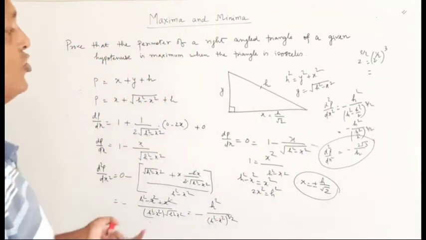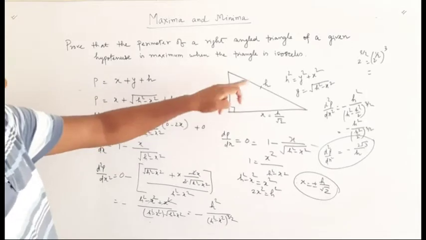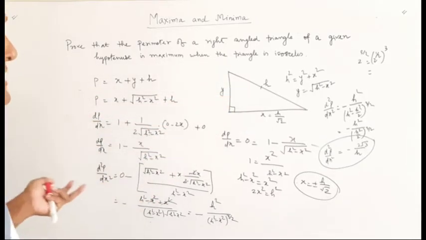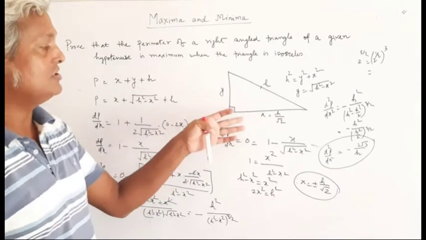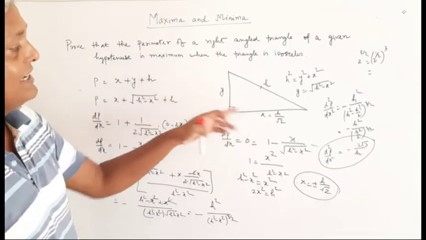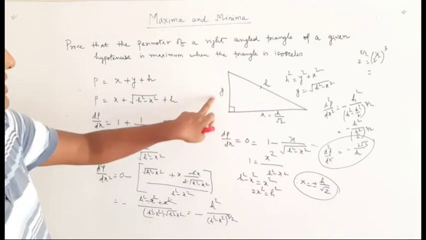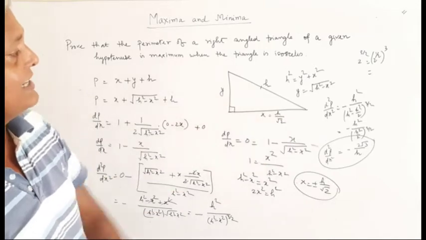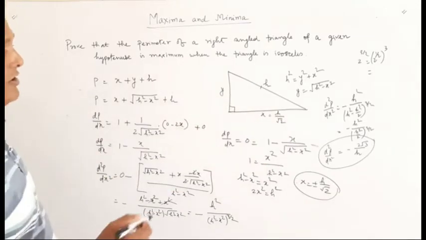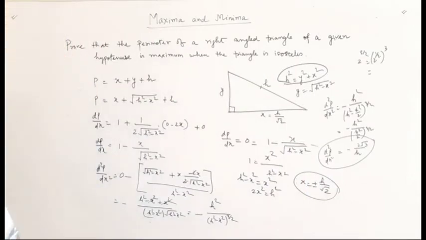Now we have to show that this is an isosceles triangle. This is a right isosceles triangle, so only the perpendicular and the base can be equal, because the hypotenuse is already a different quantity. So here we have to show that y is also equal to this, and how do we do that? We already have this relation h square equals y square plus x square.